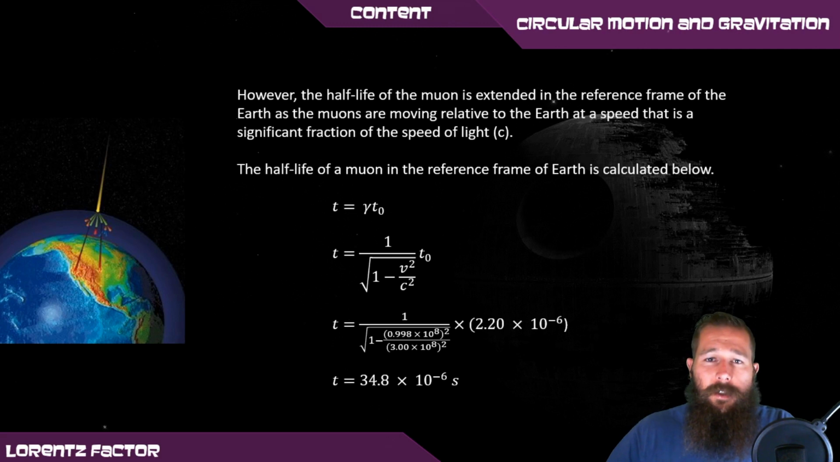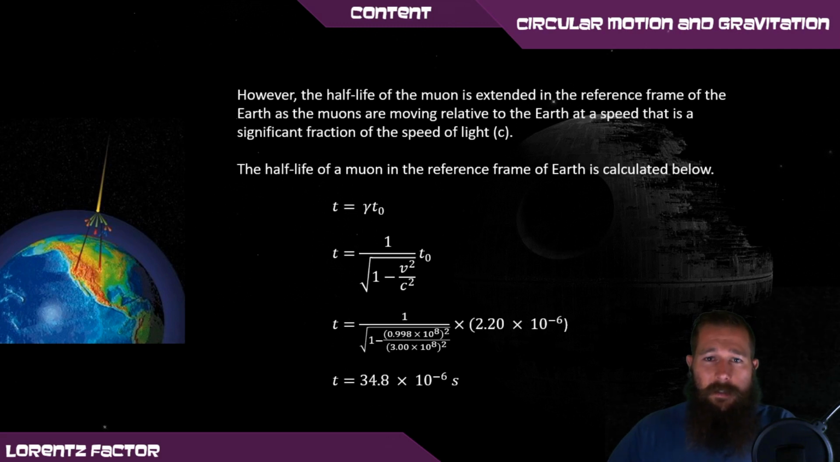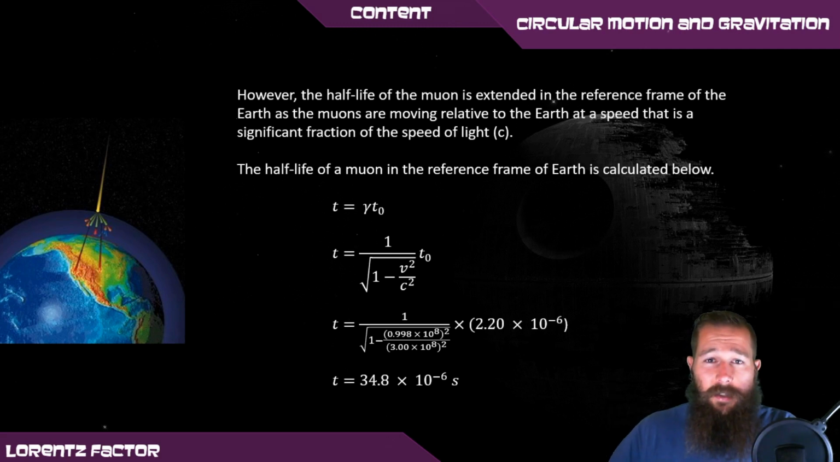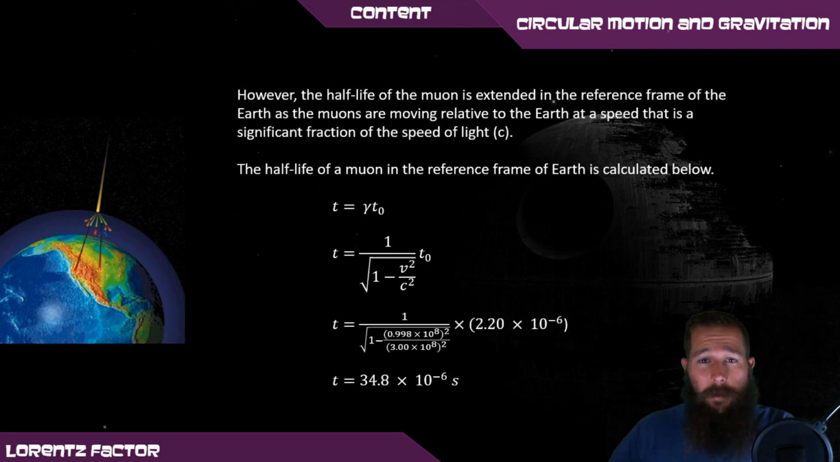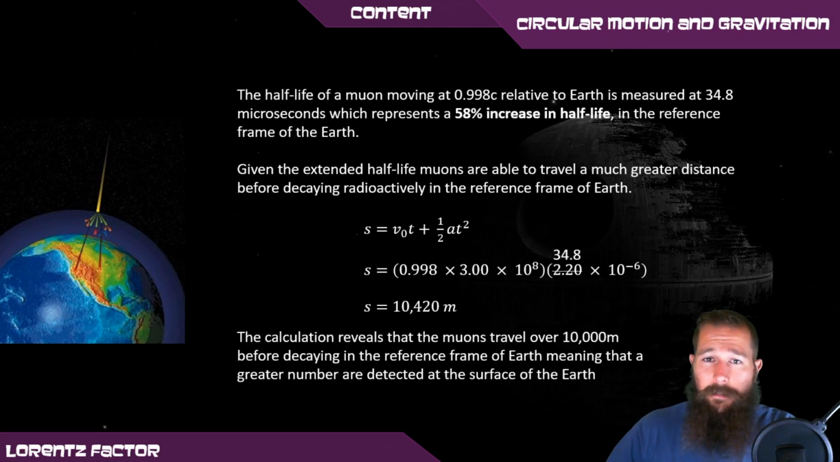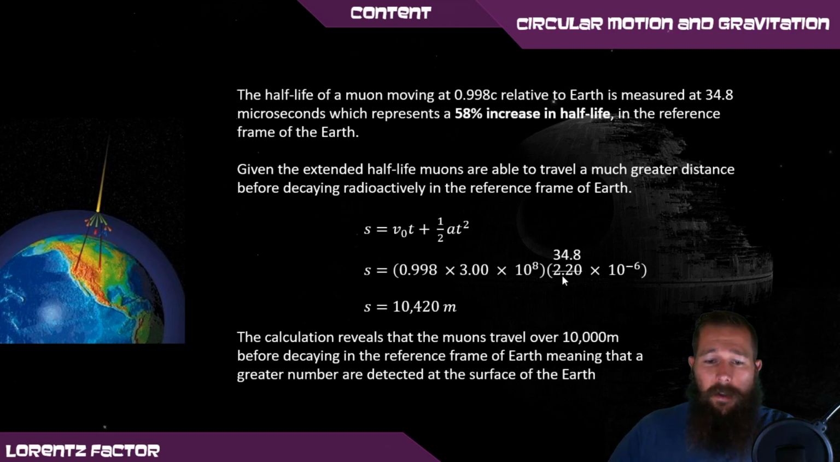So we can use the Lorentz factor to determine the half-life of one of these muons traveling at that speed. Previously it was 2.2 microseconds, but due to the relativistic effects, from our observer's point of view, the time dilation gives the half-life of the muon as 34.8 microseconds. Given the extended half-life of the muon, using that same formula for motion that we had before, instead of the 2.2 microseconds, we use the new 34.8, and the muon actually travels a greater distance. And that's why we can detect a greater number of muons on the surface of the Earth.